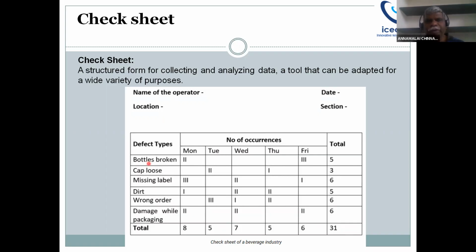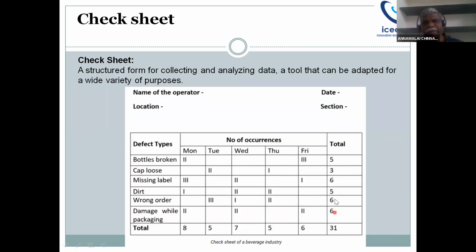We have already determined what the different types of defects are. Whenever the operator is checking, he can just put a tally mark whenever he finds a particular defect type, against that defect type. Then at the end of the shift, you can just count the number of tally marks and say that in the particular shift, a total of 31 defects were found, out of which 5 were bottle broken, 3 were cap loose, like that.